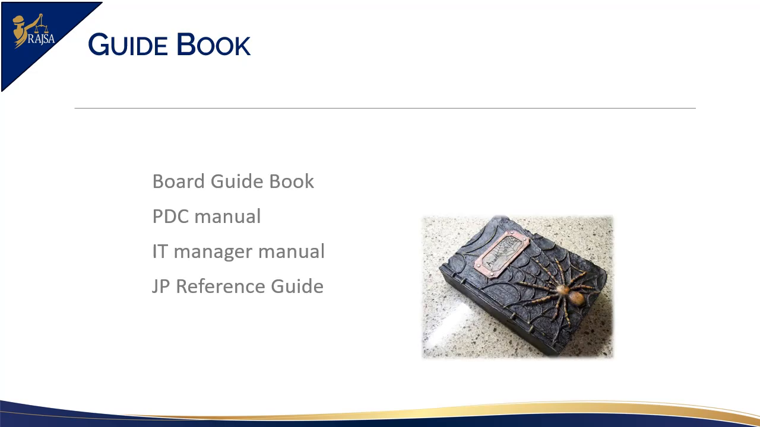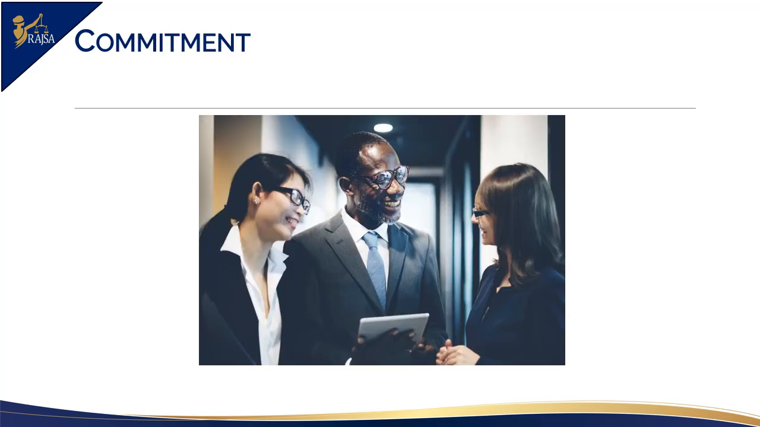There are Association guidebooks and manuals you should be aware of. The Board Guidebook, which this training is based on, is your guide to being a board member. The work of the two Association standing committees is complex enough to warrant a manual to assist them in their tasks. These are the PDC and the IT Manager. Check these out on the website under Governance to gain an understanding of what these committees are about. Also, there is the JP Reference Guide produced by the Association as a reference document to members when performing their JP duties.